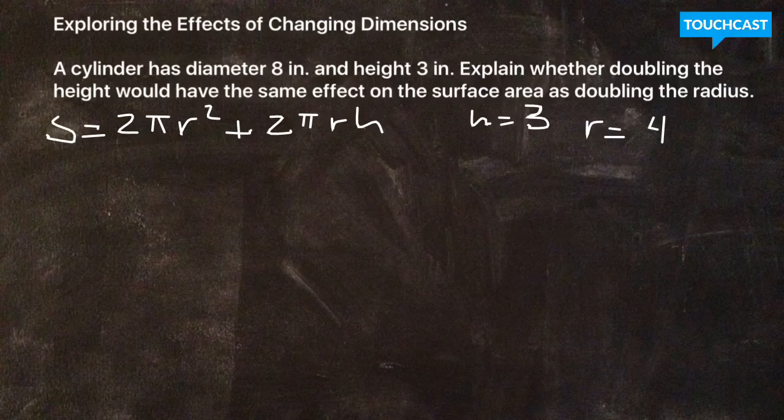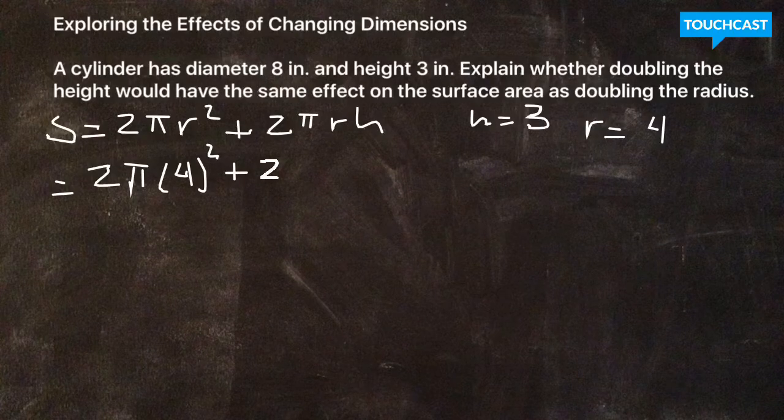Now we can use the 3 and the 4 and plug them into our surface area formula to find the original surface area before we double any of the dimensions. So we've got 2 pi times 4 squared plus 2 pi times 4 times 3.